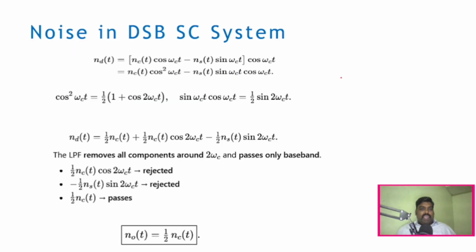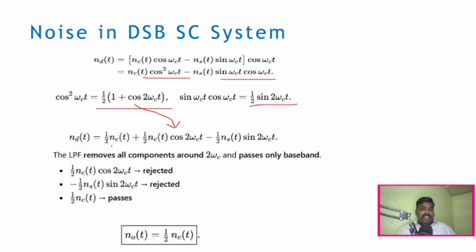And we can apply the trigonometrical formula for this particular expression. This is the expression which we obtained. Instead of cos square omega ct, we can write 1 by 2, 1 plus cos 2 omega ct. And similarly, instead of sin omega ct cos omega ct, we can write 1 by 2 sin 2 omega ct. And this equation will become like this, because you multiply with 1 by 2 nc of t, and then you obtain this particular expression, which is simplified in this form.